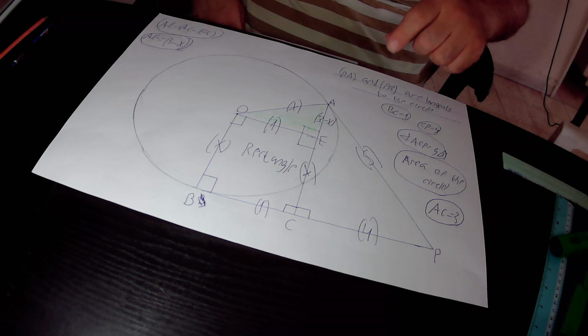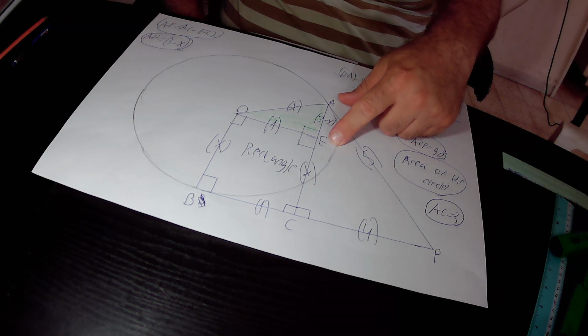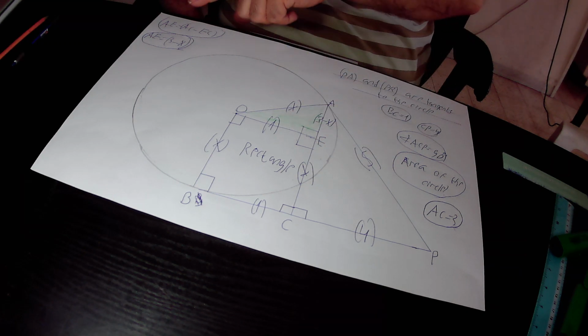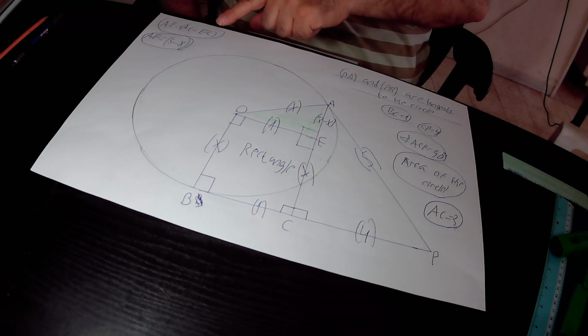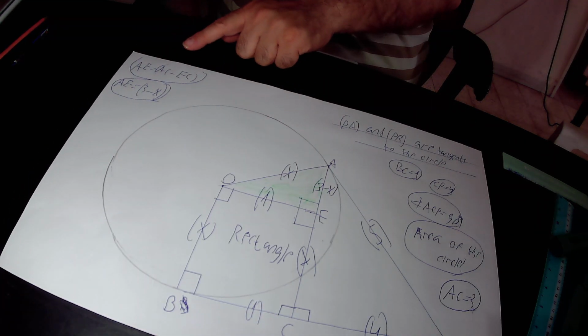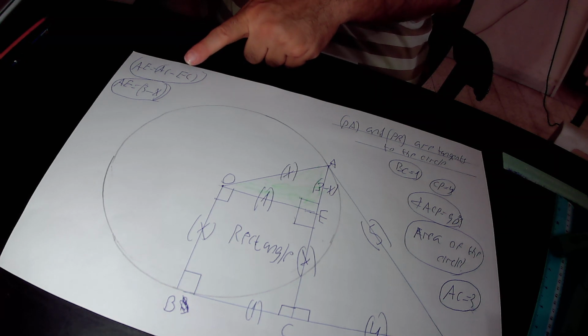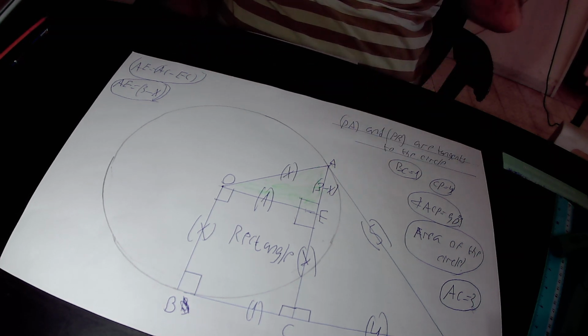What is the length of the missing line segment AE? AE equals AC minus EC. So AE equals AC, that is 3, minus EC, that is x. So in total, AE equals 3 minus x units in its length.